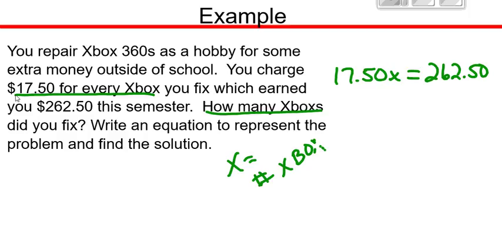All right, so all I have to do is divide 262.50 by 17.50. And I get x is equal to 15. So I have to repair 15 Xboxes to make $262.50.